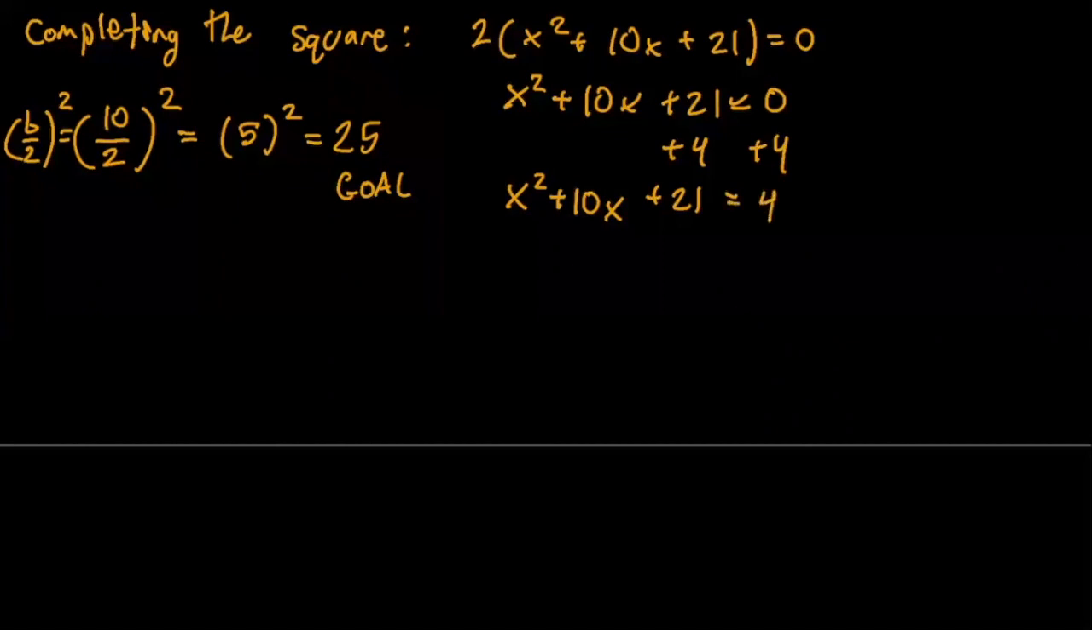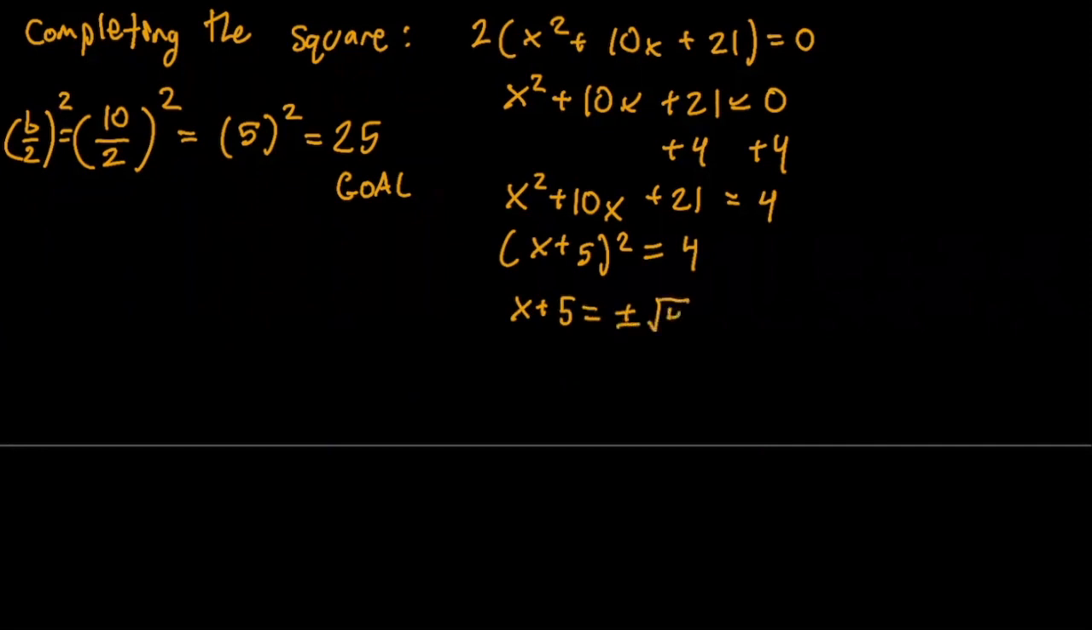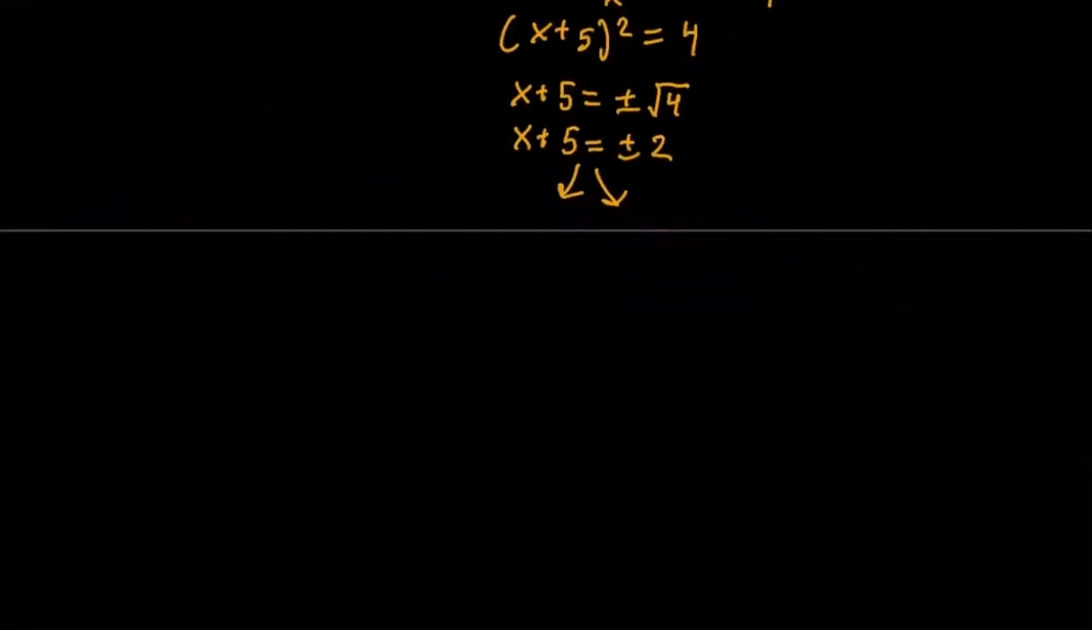And this is helpful because we can now rewrite this left side as a perfect square. We have (x + 5)² = 4. Now we can solve by undoing, so taking the square root of both sides. x + 5 equals, keeping in mind we have plus or minus the square root of 4. So plus or minus 2. And then finally, we'll split this up into our two signs, positive 2 and negative 2.